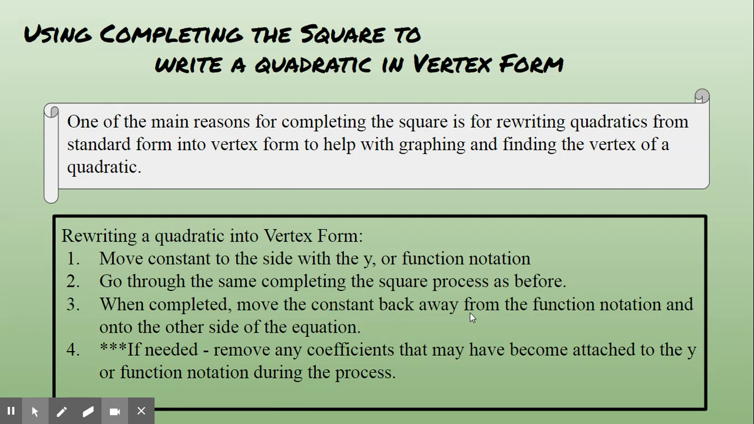You go through the same process as we did before. When you're done now, because we're not solving anything, we want it as a function, we're going to bring that constant back over away from the function notation to the other side. So it's behind the square. And then if needed, you remove any coefficients that might have gotten attached to the function notation during the process. And I'm going to show you one of those as well.